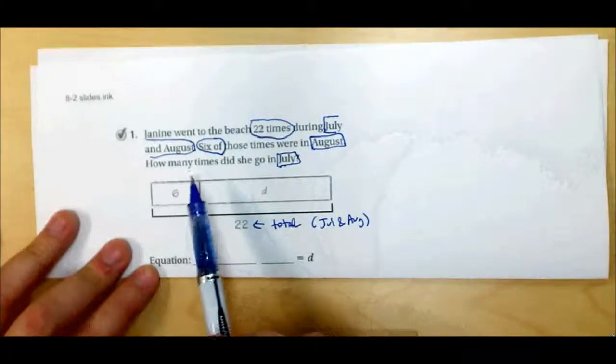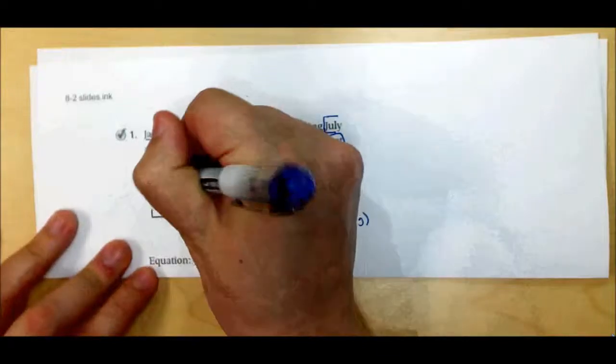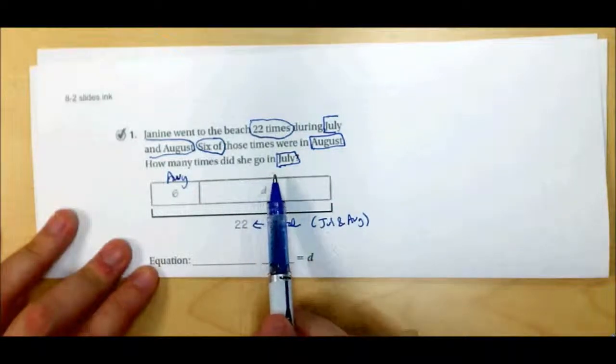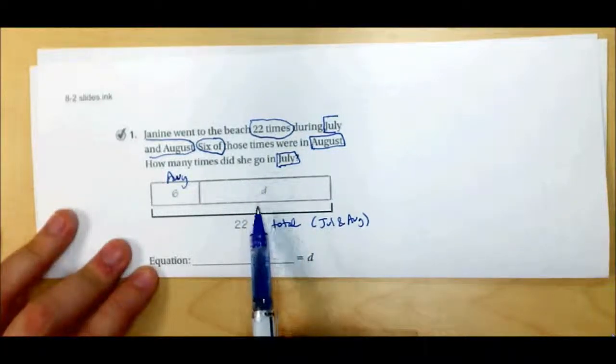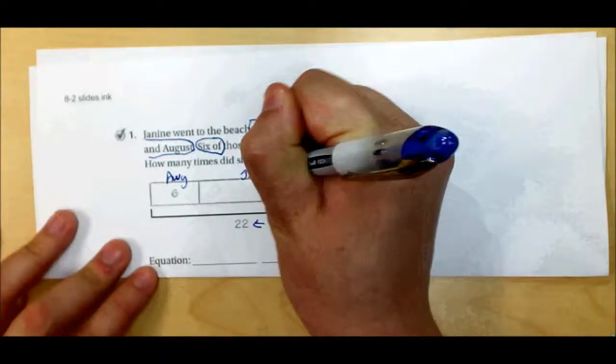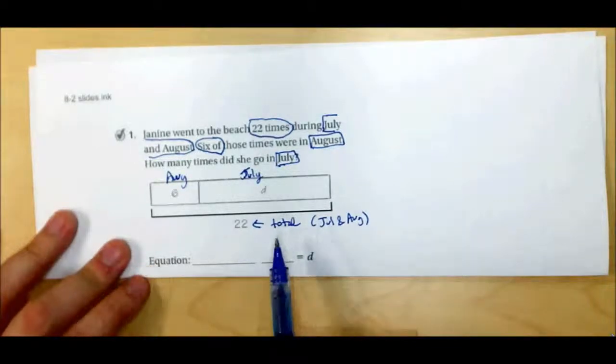And then it says 6 of those times were in August. So there's a 6 here, so this must be the times she went during August. And then it's asking us how many times she went in July. But we don't know that, so that's why there's a variable here. That's why there's a letter D. So this must be July. Okay? So we're going to make an equation out of this.